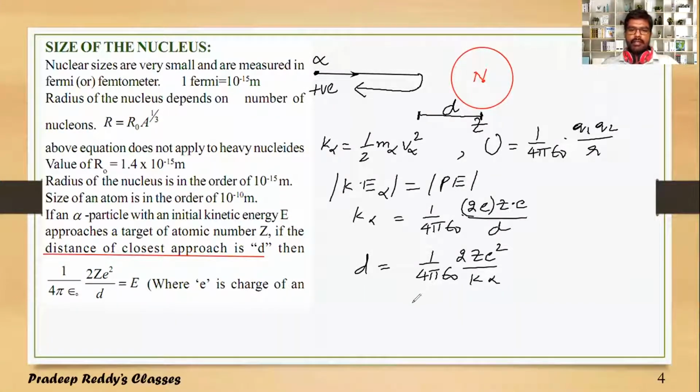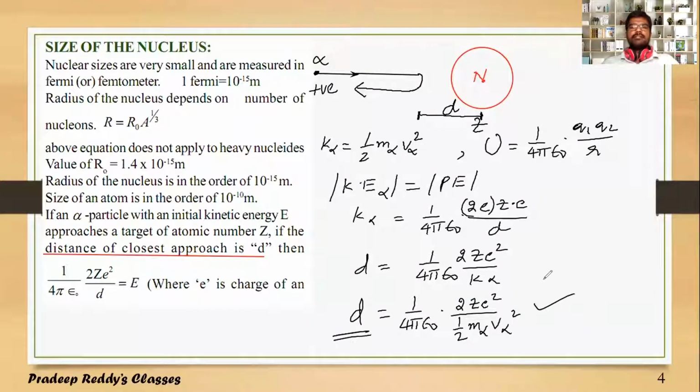You can substitute that even here. It gives you 1 by 4 pi epsilon naught into 2 Z E square divided by half mass of alpha particle into velocity of alpha particle whole square. This gives you the distance of closest approach of the alpha particle from the nucleus.